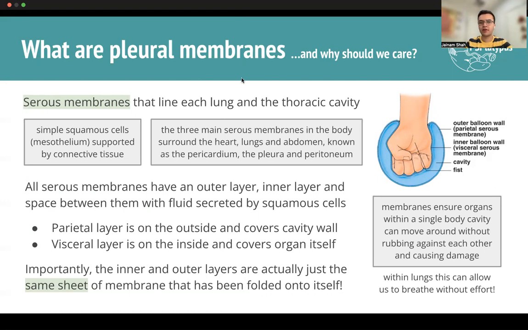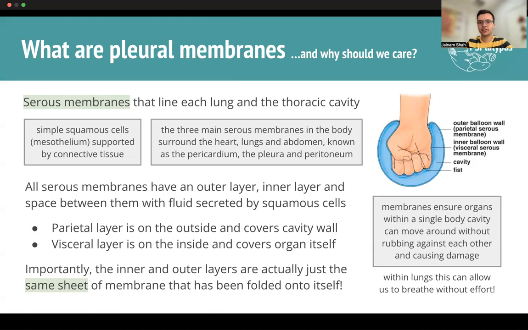When we talk about serous membranes, they all have a common anatomy. You've got an outer layer, an inner layer, and a space in between them that's filled with fluid. The outside layer we call the parietal layer, and that covers the cavity wall. So in the case of the lungs, we're talking about the thoracic cavity. The visceral layer, as the name suggests, is on the inside and covers the organ, or the viscera, itself. And between them, you've got the lubricating fluid. It's really important to understand that both of these layers are not separate. They're the same sheet that's been folded onto itself.